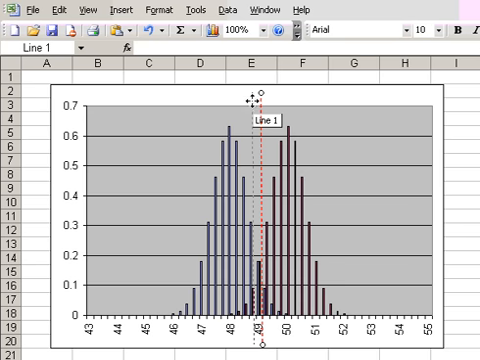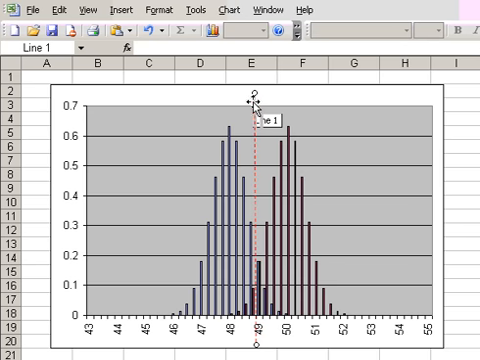If we move the red line to 49, we can see that we have approximately the same area under the curve representing the 48-inch mean, that is to the right of the red line, as we do of the curve representing the 50-inch mean to the left of the red line.